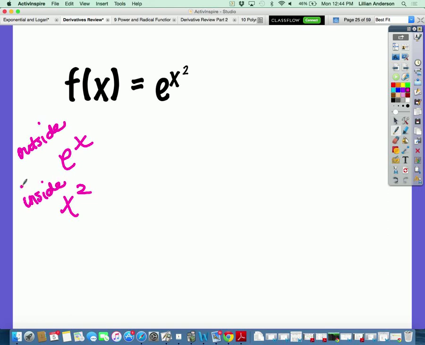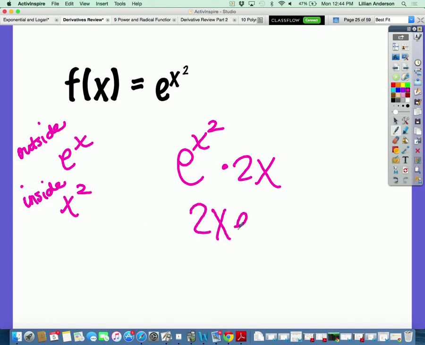X squared is your inside. Oh, that's already wrong. Okay, so what's the derivative of the outside? The outside, yeah. E to the x. But we're not going to write x. We're going to write the derivative of the inside, x squared. Then you multiply it by the derivative of your inside, which is 2x. So this answer is 2x e to the x squared.